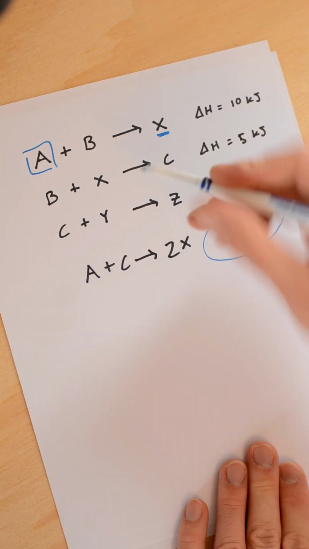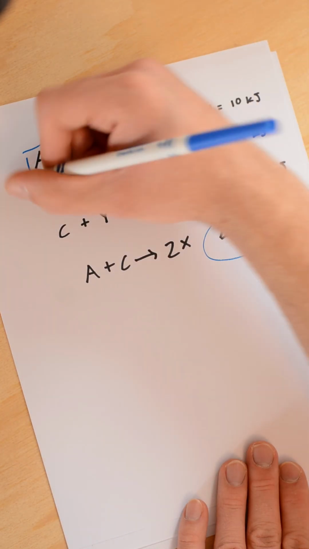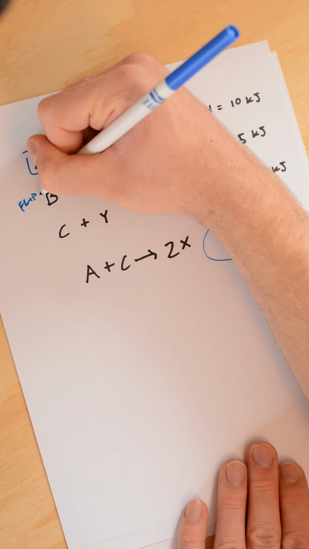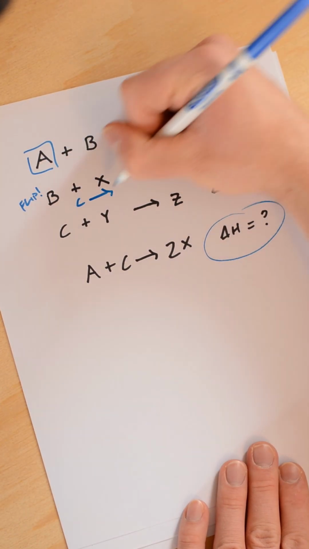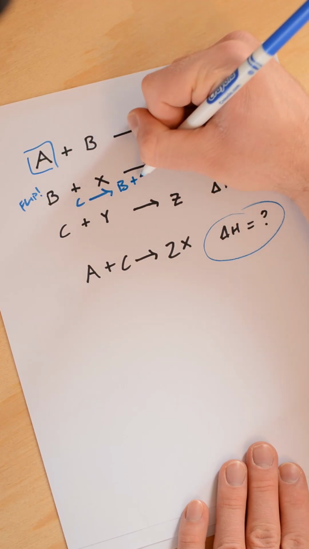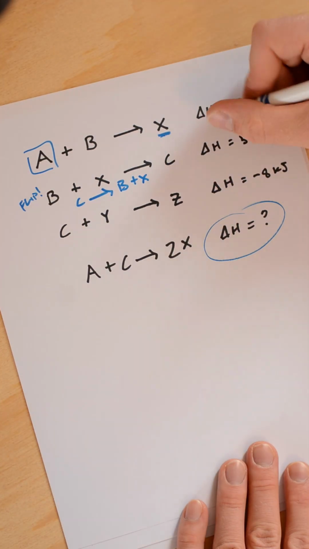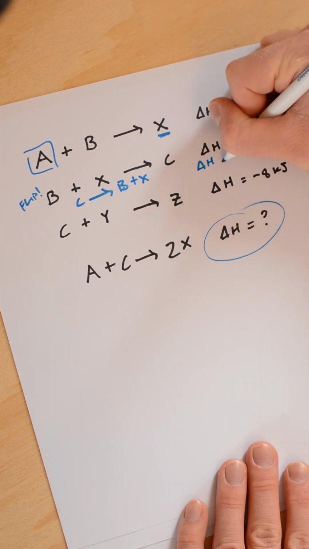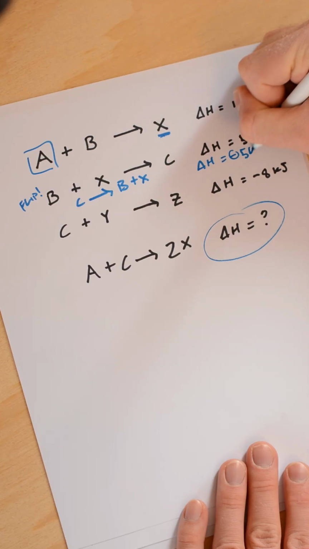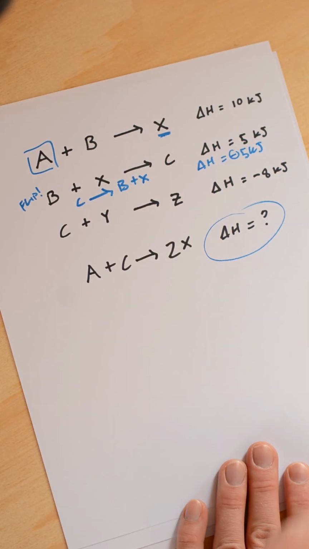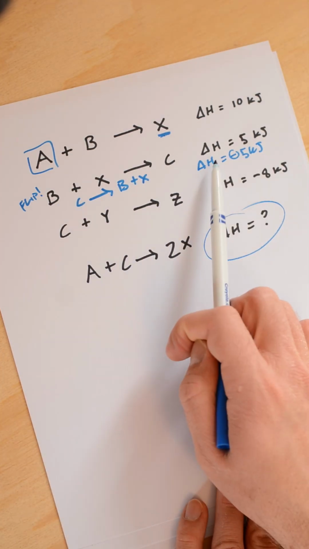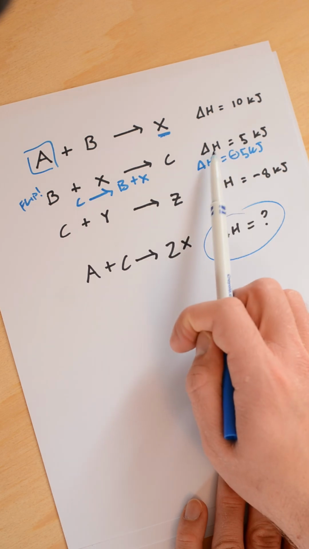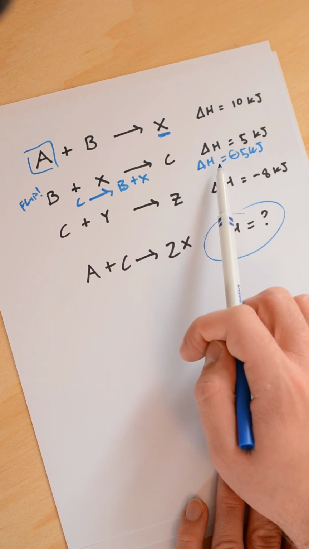So what if I wrote this one the opposite direction, right? What if I flipped it? So if I flipped it, I'd have C producing B and X. But if I flip it, it makes sense that my delta H should also get flipped. This is me multiplying this equation by -1. I'm flipping it. So reactants become products, products become reactants, and my energy change is now different. Instead of an endothermic reaction, the reverse is now an exothermic.